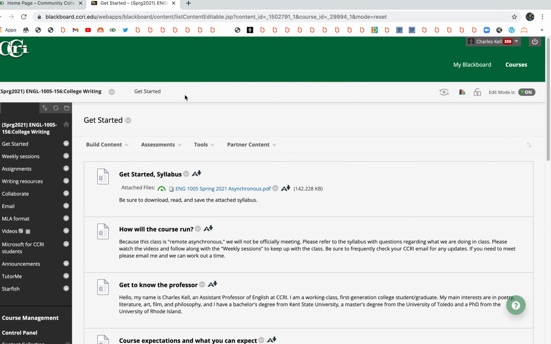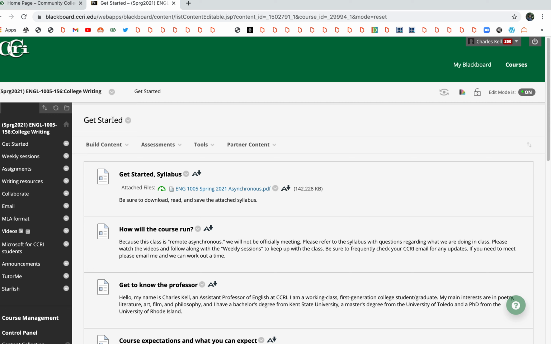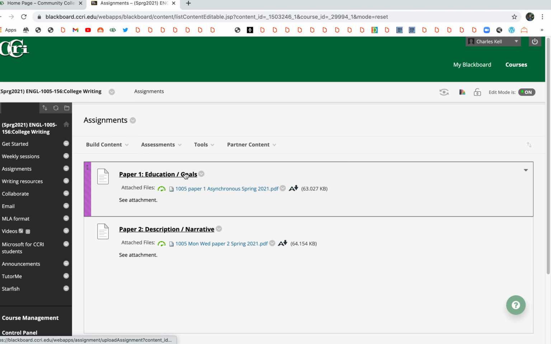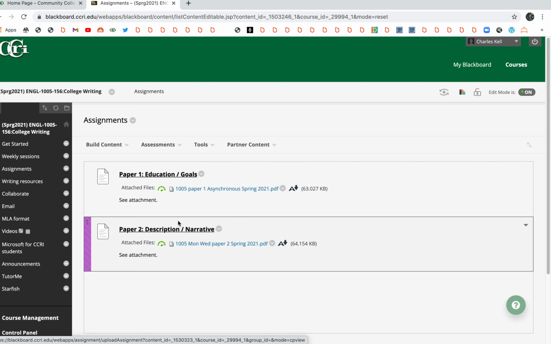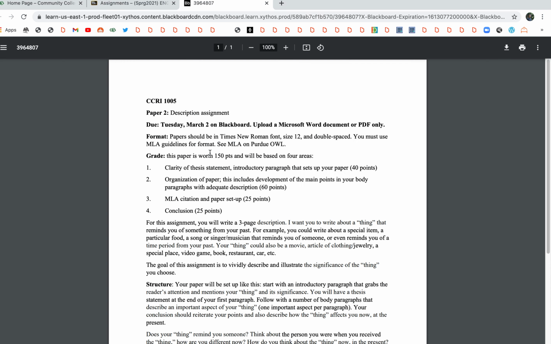Let's walk through the second assignment, paper 2. So if we go to our Blackboard page, pull this puppy dog up, and we're going to look at it together. All right, assignment or paper 2 description and narrative assignment. It's right here under assignments. Let's pull it up. All right, CCRI 1005, paper 2, description assignment.